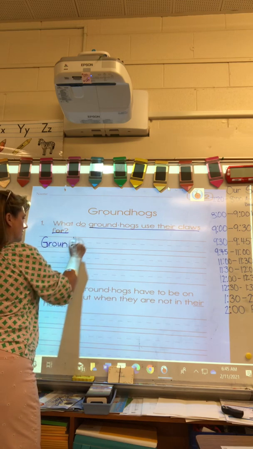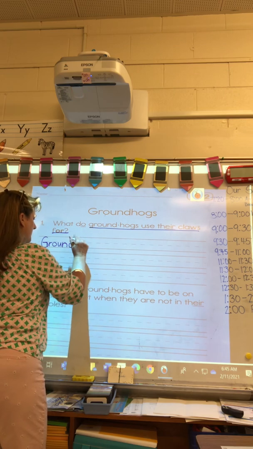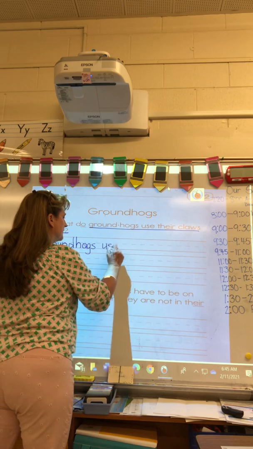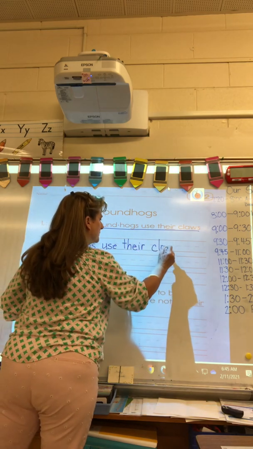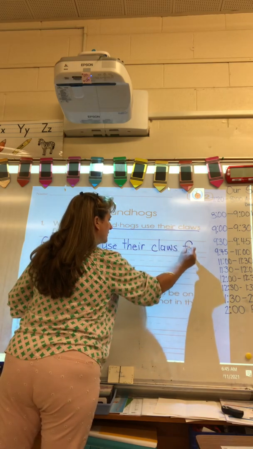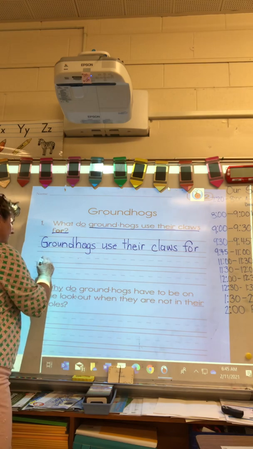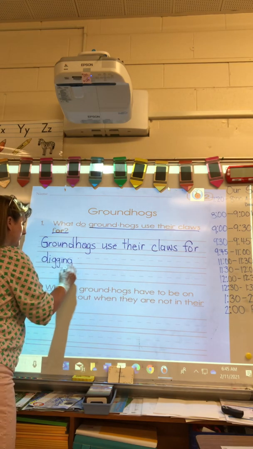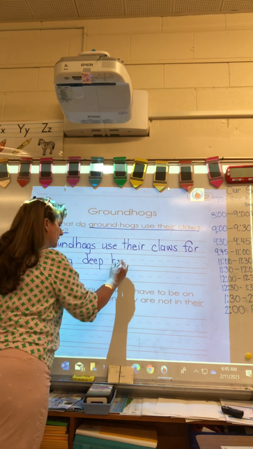Groundhogs use their claws for. And we know from reading the story that they use them for digging deep holes.